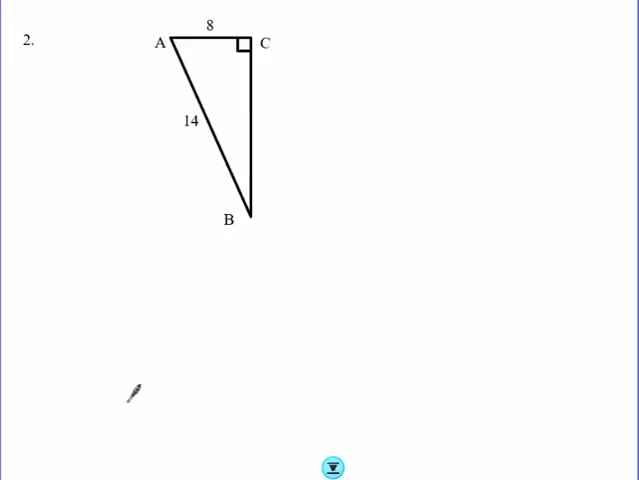Next, we have another triangle, and again, we want to find all of the sides and angles. But this time, we are given 2 sides. So I'm going to label these as side C, because this is opposite angle C, side A, and side B. Since I am given 2 sides, to find the third side, I want to use Pythagorean theorem.